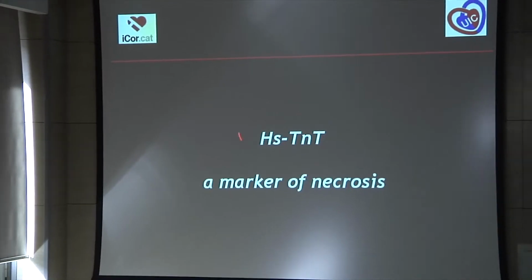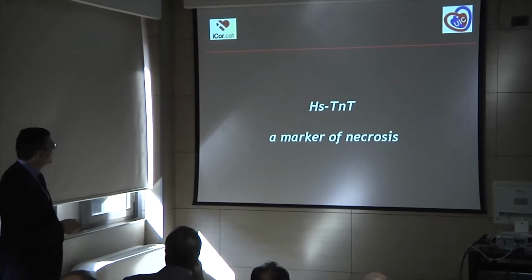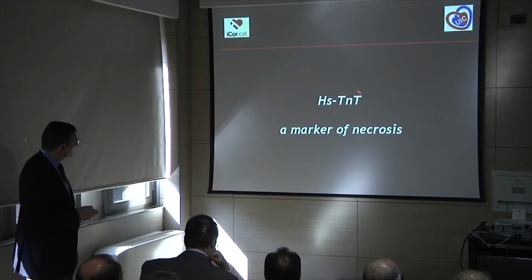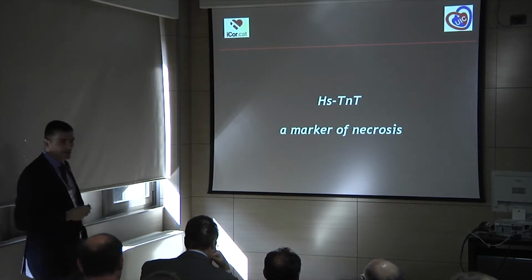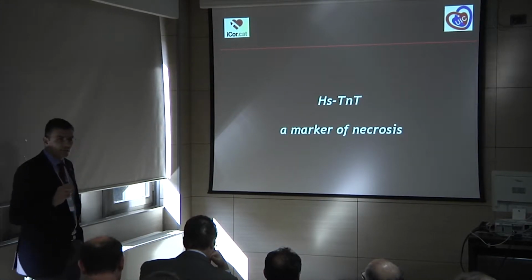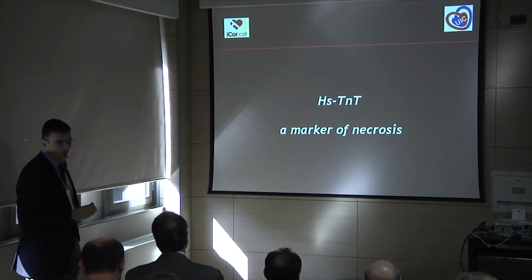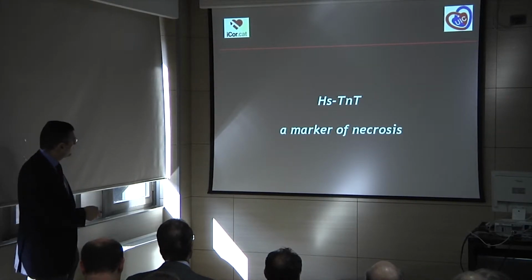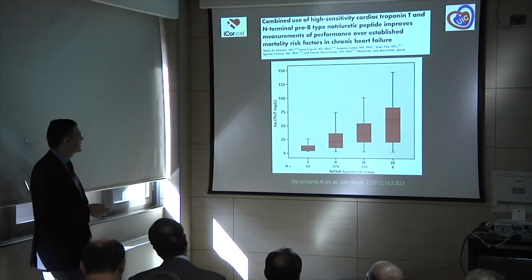High sensitivity troponin. Why do we want to incorporate high sensitivity troponin in a model? Because conventional troponin was not very useful to identify small areas of necrosis, but high sensitivity troponins identify single cardiomyocytes that die, and these myocytes may die because of microvascular obstruction, because of myocardial stress, whatever. This is a marker of necrosis that is elevated in patients with chronic heart failure.